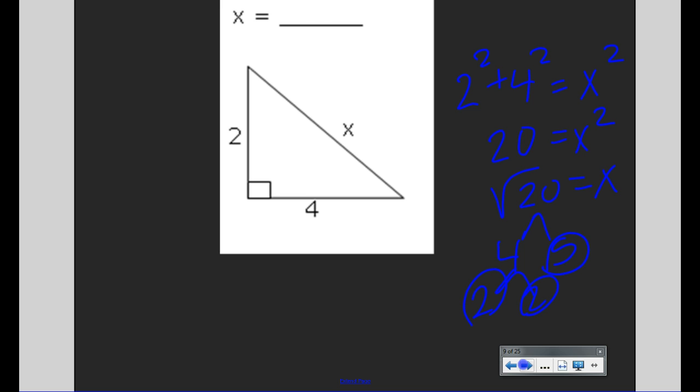A 2 escapes, a 5 is left over. 2 root 5. Let's move on.